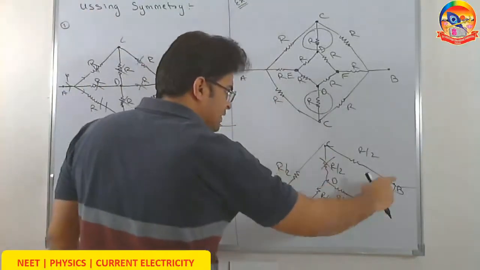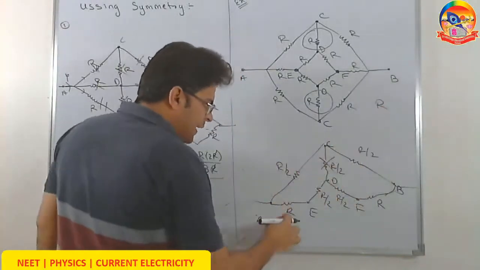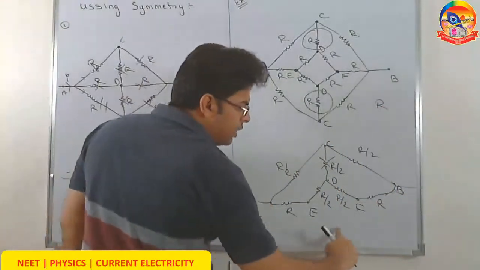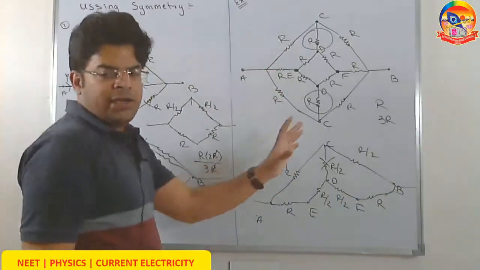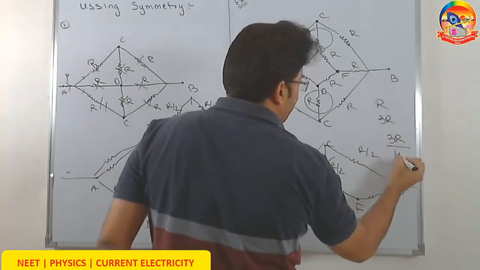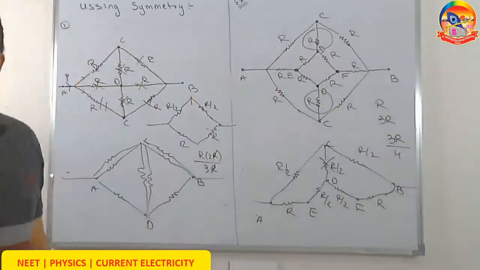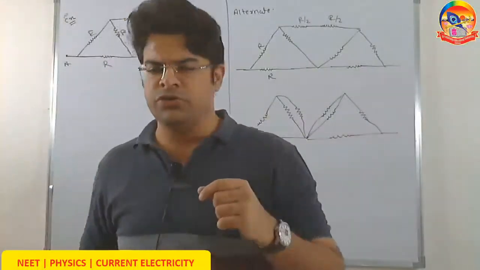So upper line resistance is R. You have removed this R. This lower line resistance is 3R by 2 plus 3R by 2, that is 3R. So the equivalent resistance is R into 3R by R plus 3R, so that comes out to be 3R by 4. Okay? So let's do one more example using the symmetry.